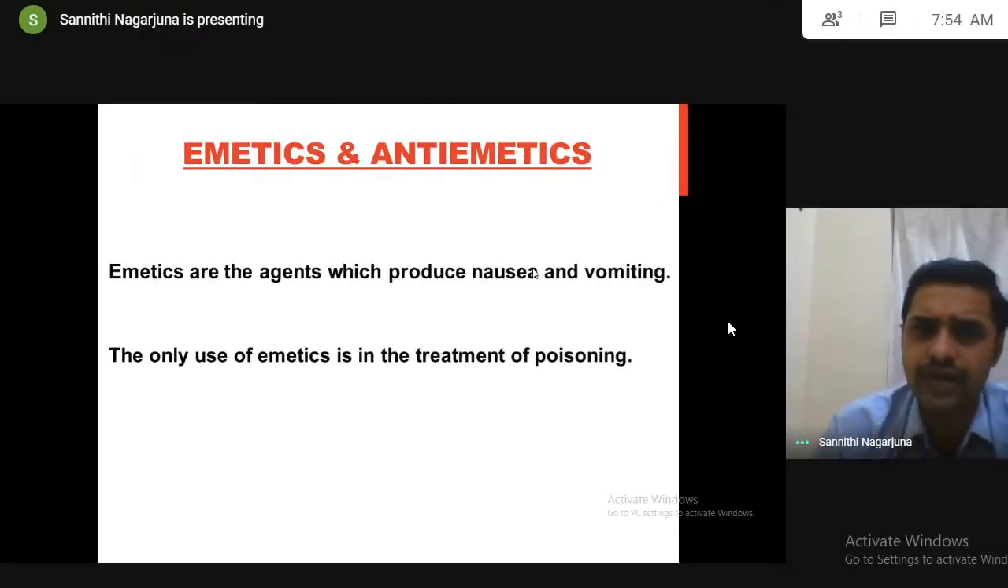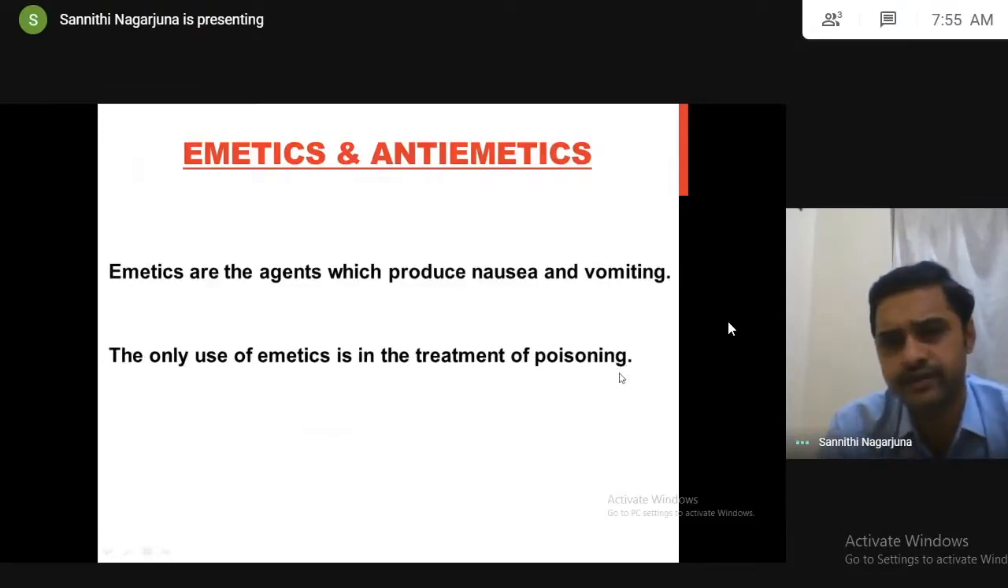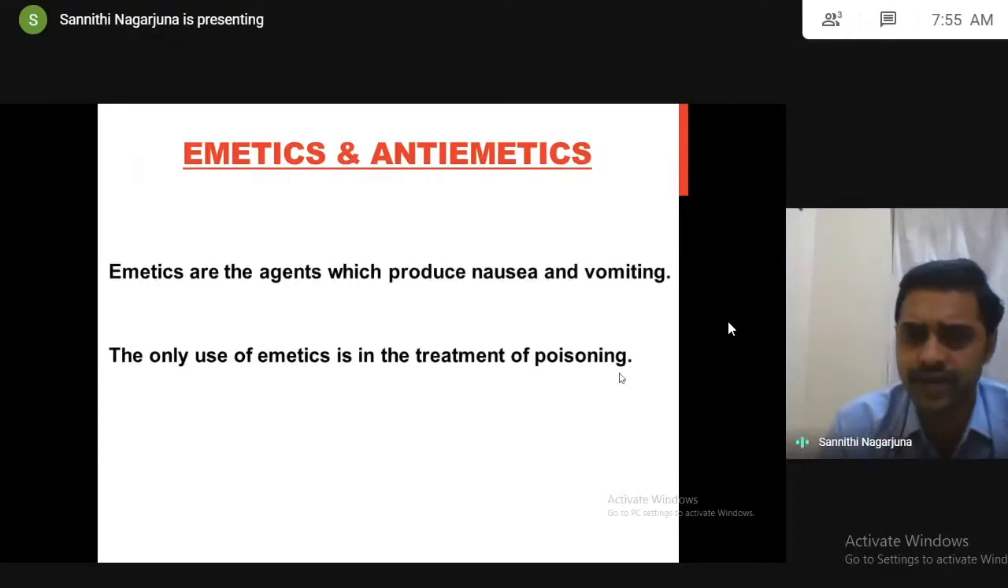We all know that emetics are the agents which produce nausea and vomiting. Am I right? First, we move on to the emetics. Emetics are the agents which produce nausea and vomiting, and the only use of emetics is in the treatment of poisoning. Yes or no? The only application of emetics in pharmacy is in the treatment of poisoning.